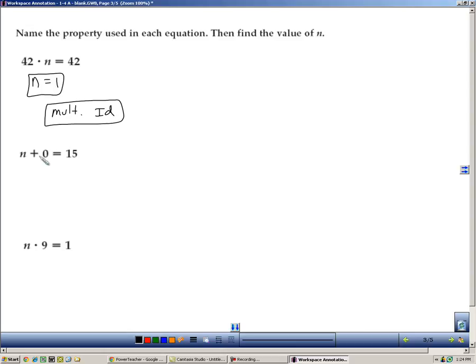Second one, what plus 0 is 15? Well, the answer here is 15, n has to be 15. So to find the property, we think 15 plus 0 equals itself. Well, if it starts something and ends out the same, it's got to be an ID, or an identity property. So what can we add to it? We add nothing, and that's called the additive identity property.